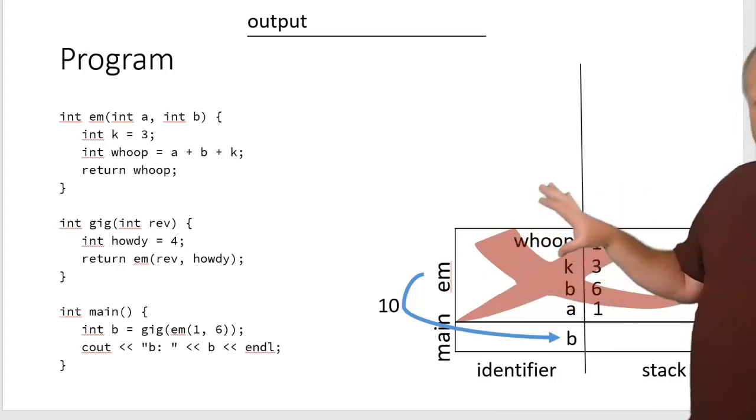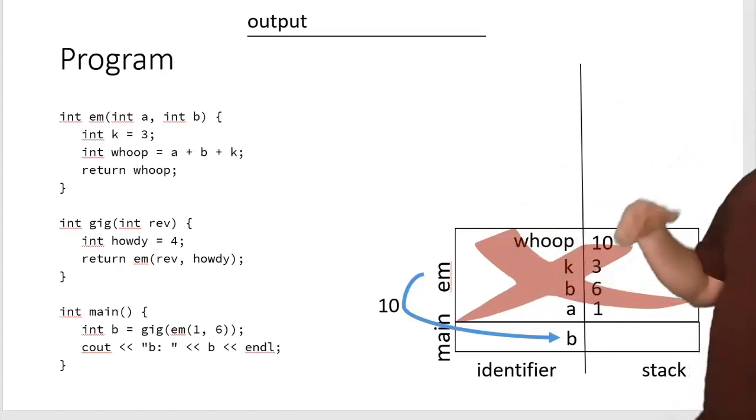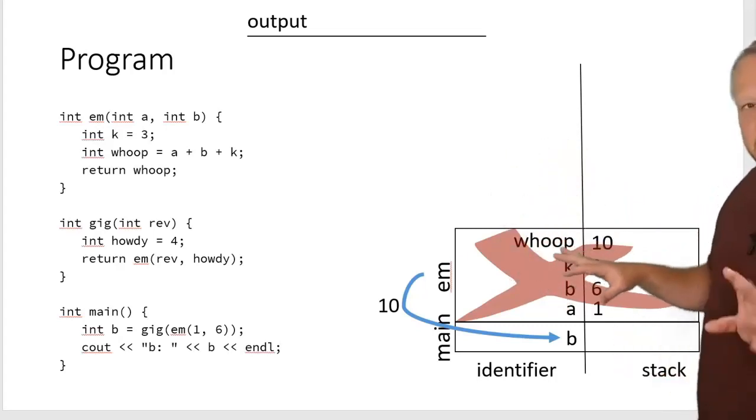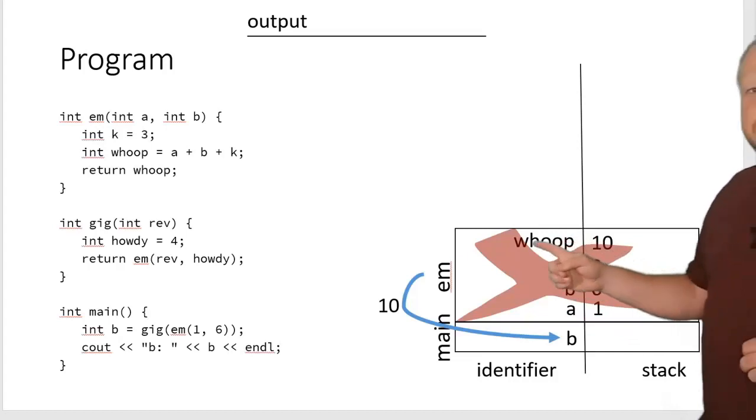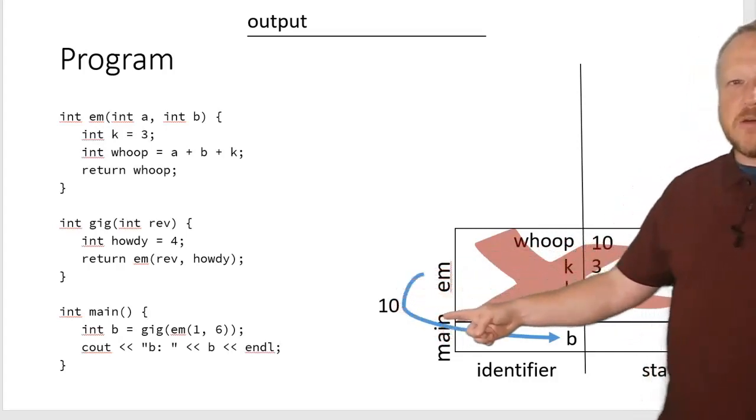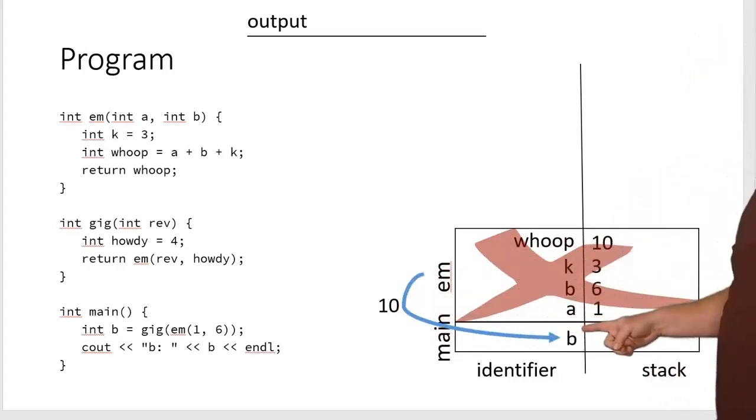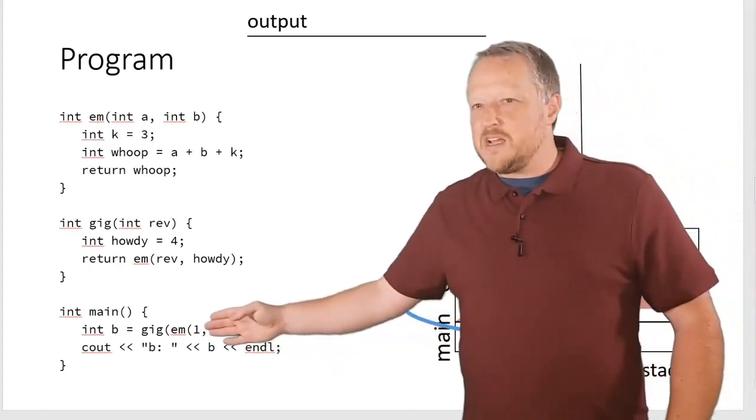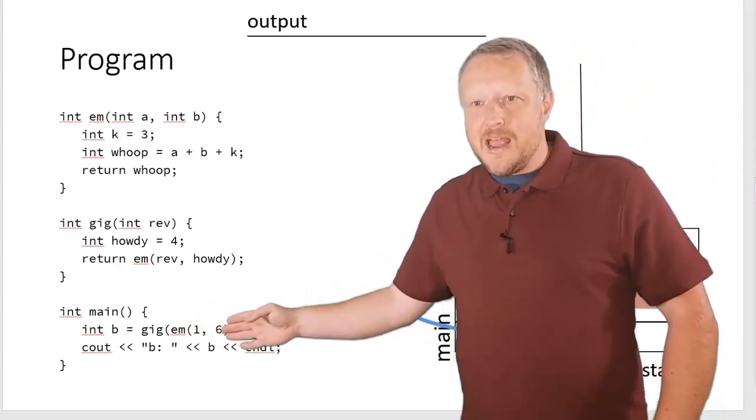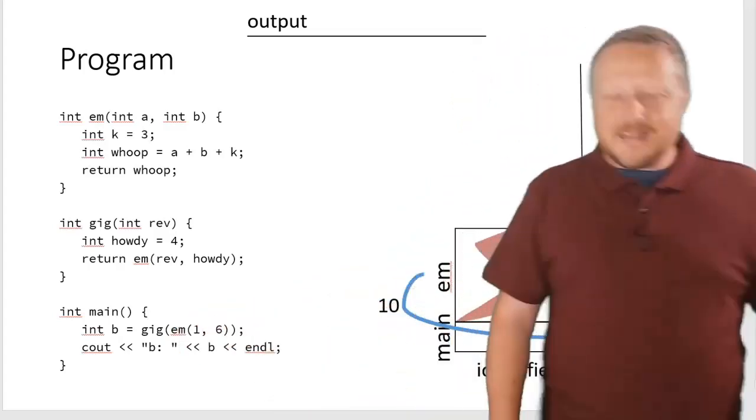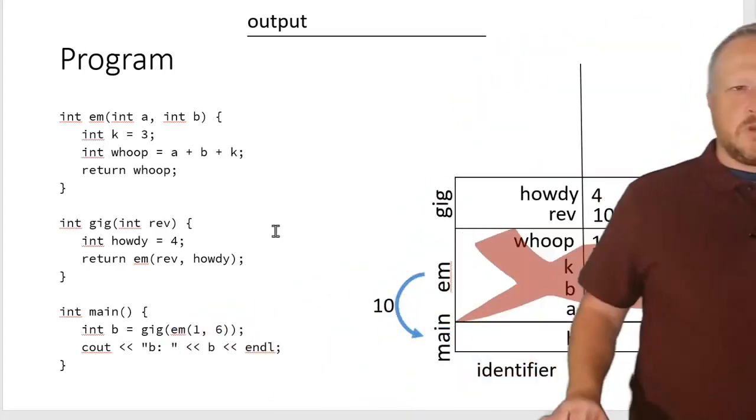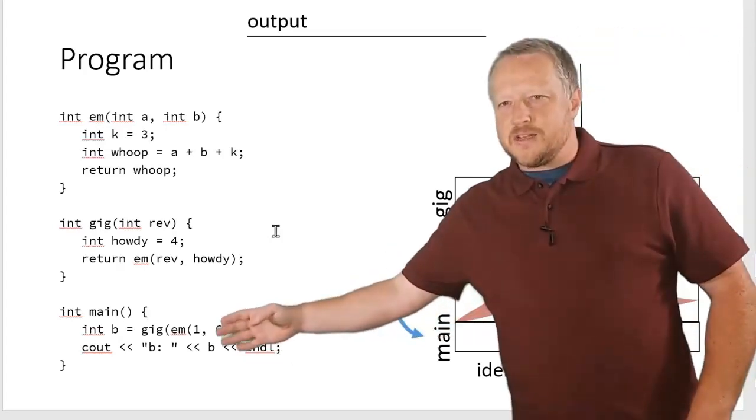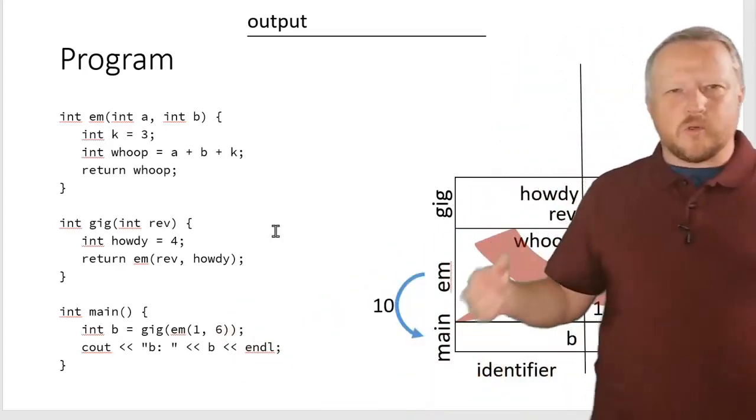Remember, this really would be deleted and returned back to memory, so our next call would be thrown on top, but we're going to keep it just so you can see that it was there. So that value of m, that 10, that whoop, is being put back into main, but here's the problem. Notice, m is done, but b is not really done yet, because now we have to worry about gig. So now we're going to call gig, the second portion of the function call within main.